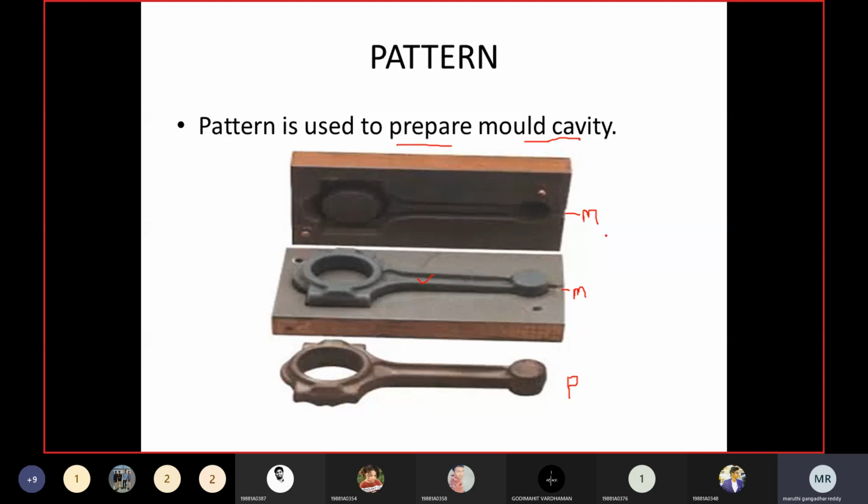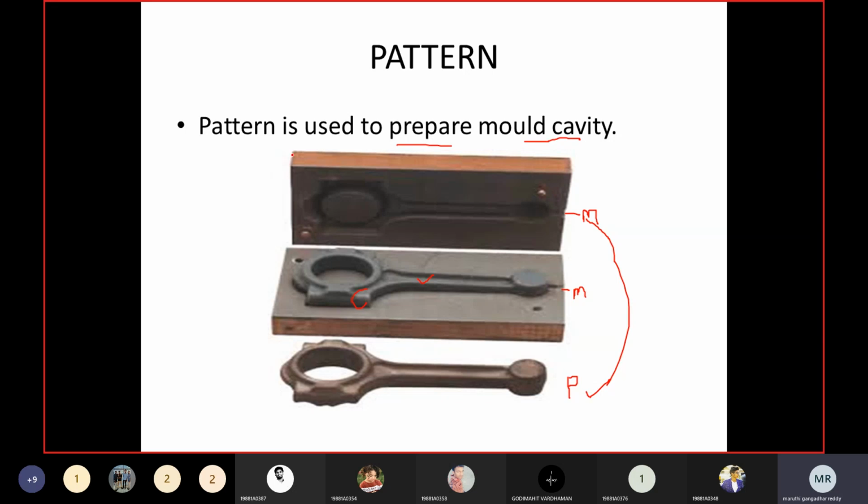The mold cavity is prepared with the help of the pattern, and the pattern in turn is a replica or model of the casting. Like that we need to understand. Whatever the casting or solidified object is, that model we prepare first, which I am calling a pattern, and then with the help of the pattern I create the mold cavity, and into the mold cavity I pour the molten metal, and after solidification I obtain the casting.